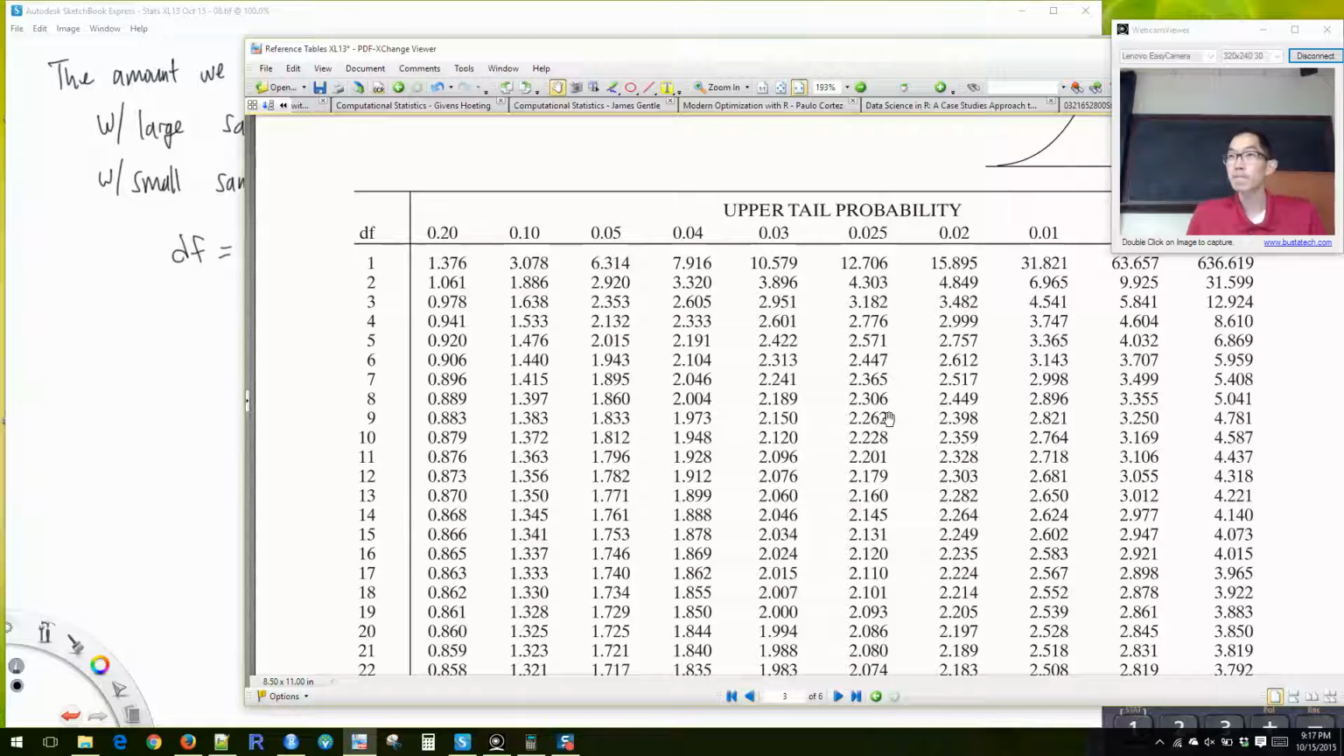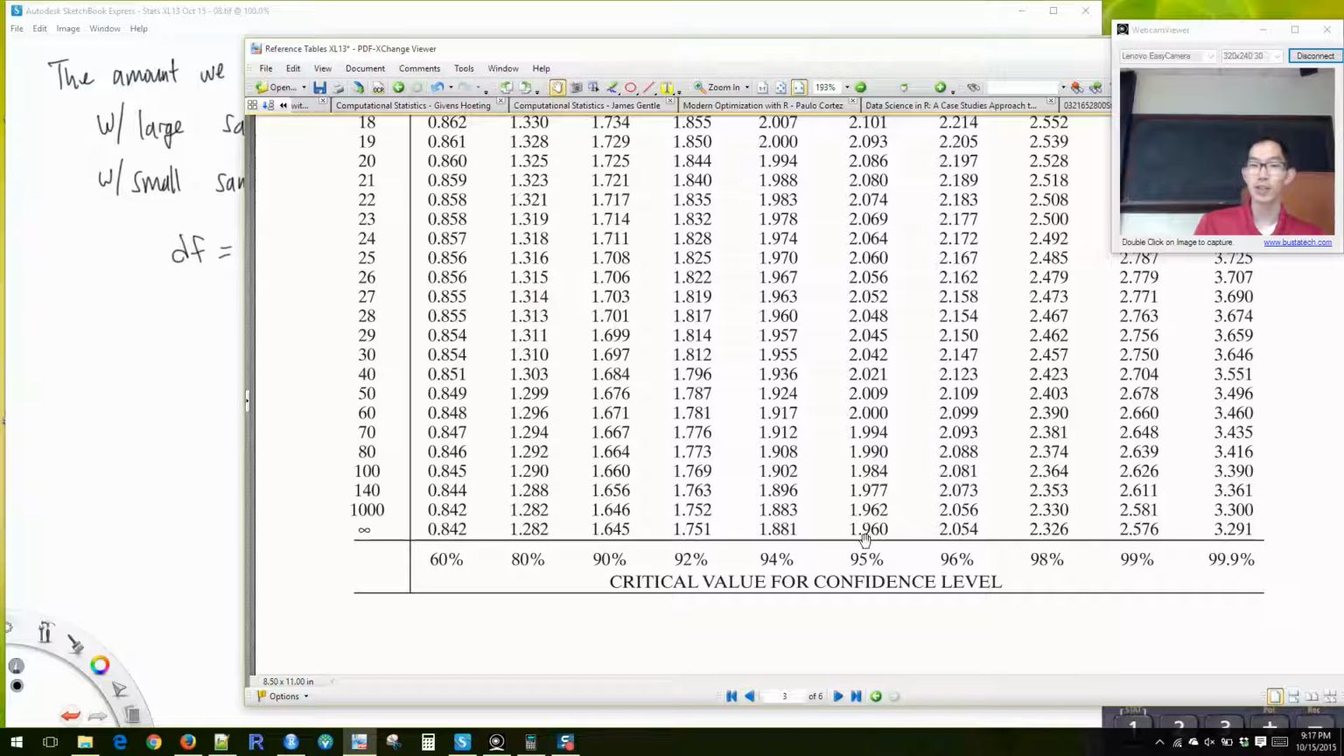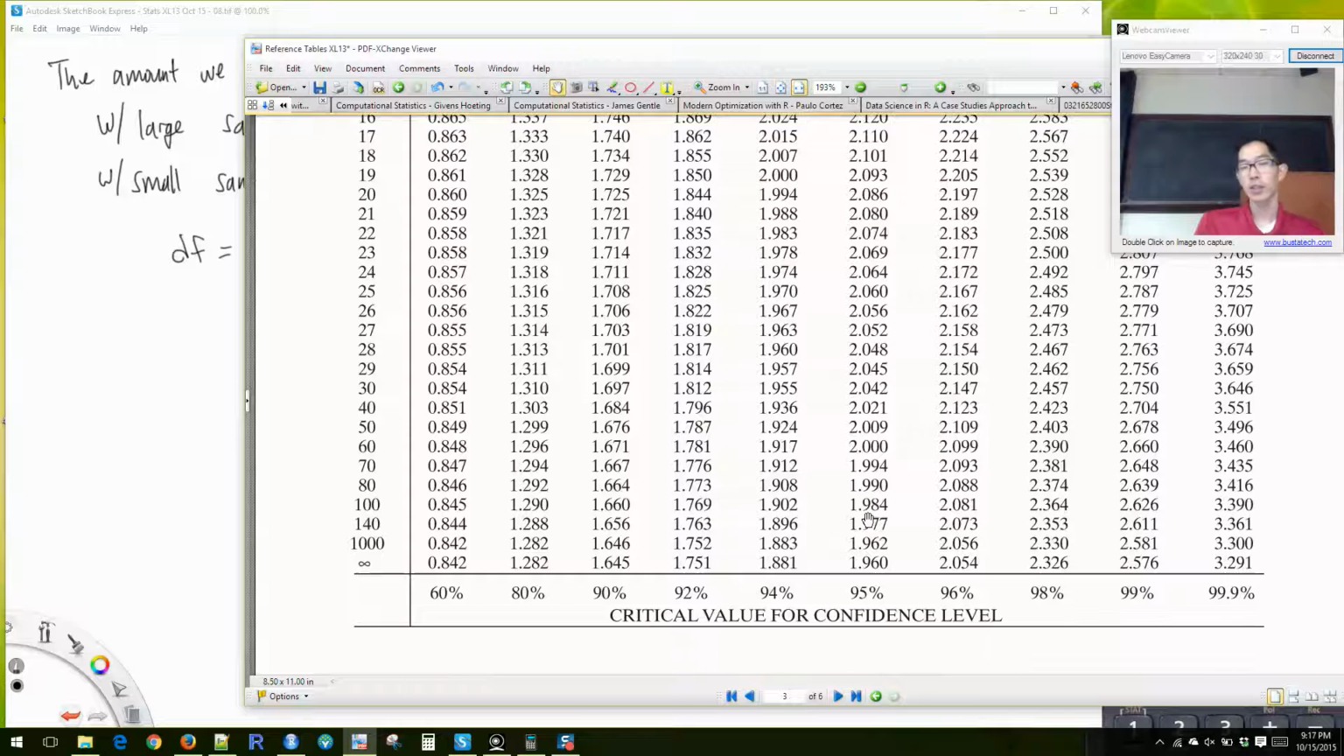Yes, question. So what would it be if it was 1001? So your degrees of freedom is n minus 1. Right. So with a sample size of 1001, you would have 1,000 degrees of freedom, and the value you use is 1.962.